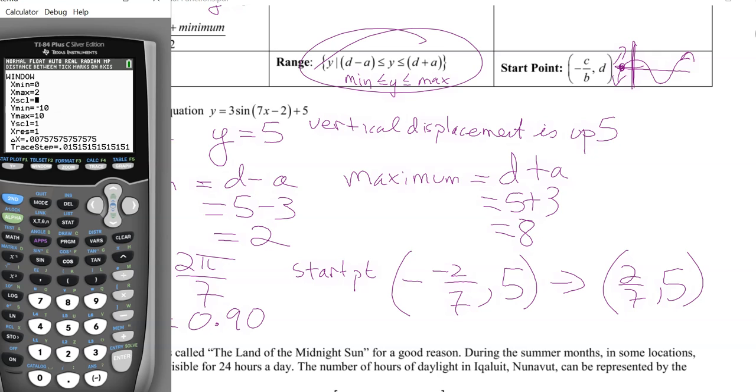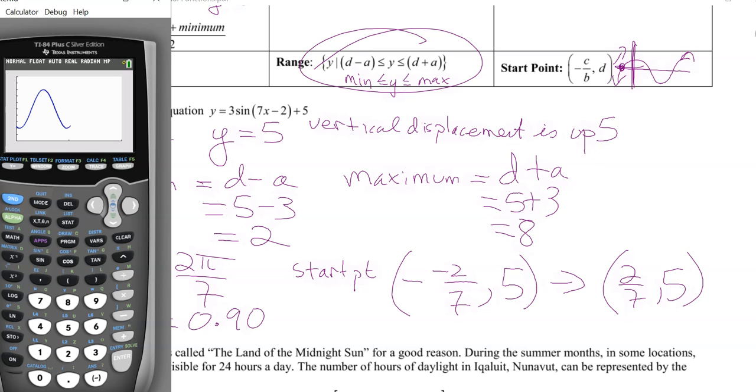We know the minimum is 2 and the maximum is 8, so let's go from 0 to 10. It'll give us a little bit of room top and bottom. The x scale is 1, and the y values go from 0 to 10, again by 1s. Before I hit graph, what's 2 divided by 7? I think that start point is 0.285, like 0.29. Okay, let's hit graph.